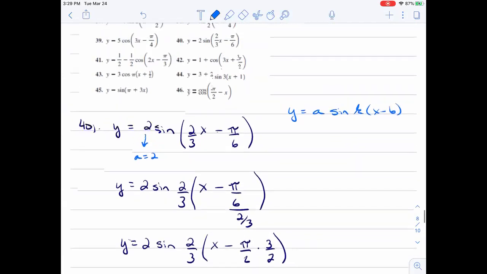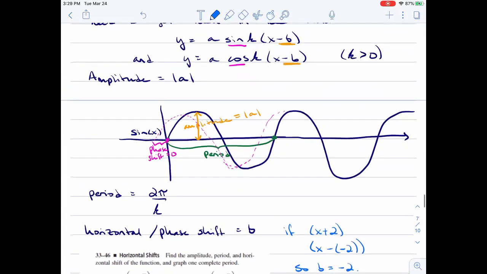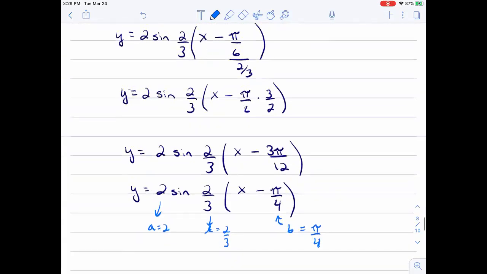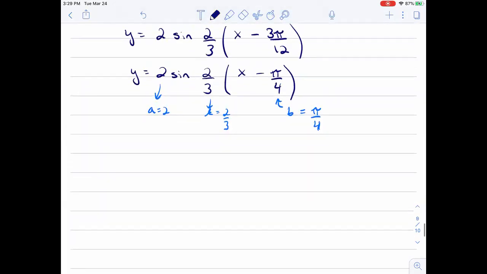So what do we have? We've got the amplitude, and now we're ready to do it. The amplitude is the absolute value of a, which is 2 in this case. So I know the height of this thing has to be 2 from the x-axis to the peak.